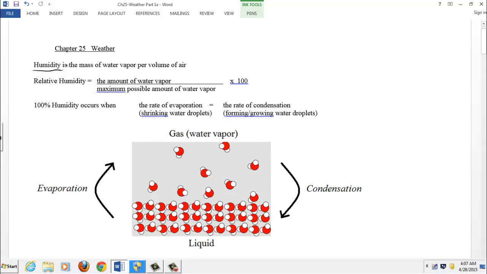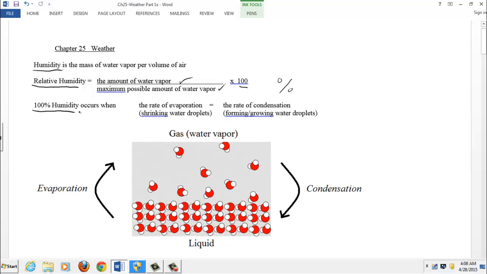Humidity is just the quantity of water vapor that presently is in the air, and it's helpful to talk about the relative humidity. That's the amount of water vapor in the air divided by the maximum possible amount of water vapor, all times 100 in order to make it a percentage. And then, when the air is really sticky, there's a lot of water vapor in the air. At 100% humidity, well, then something special is occurring.